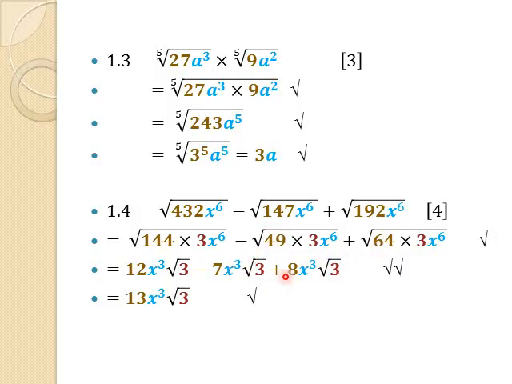Square root 64 would become plus 8. x^6 divided by 2 gives me x cubed. 3 is a prime number, so square root of 3 is irrational: square root 3, square root 3.